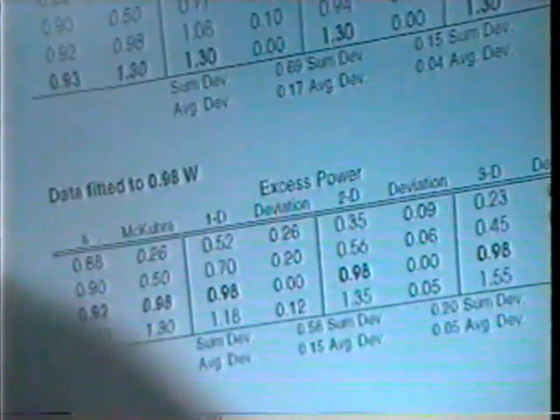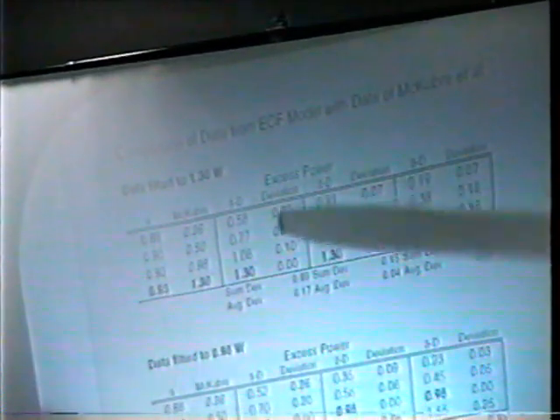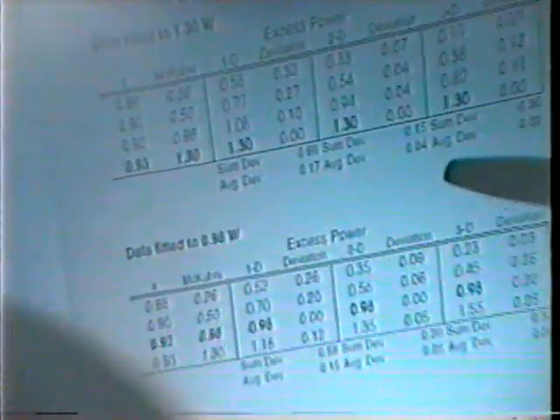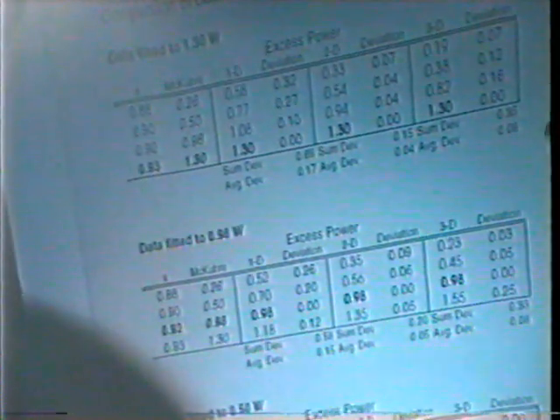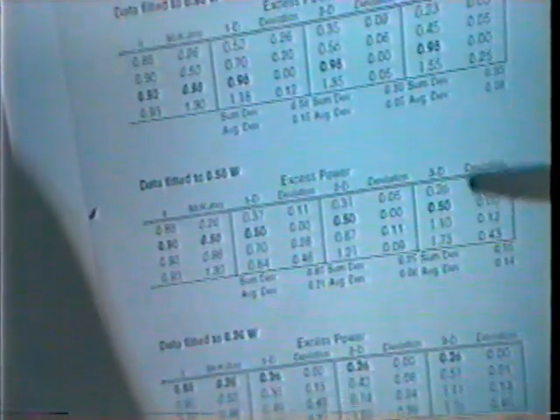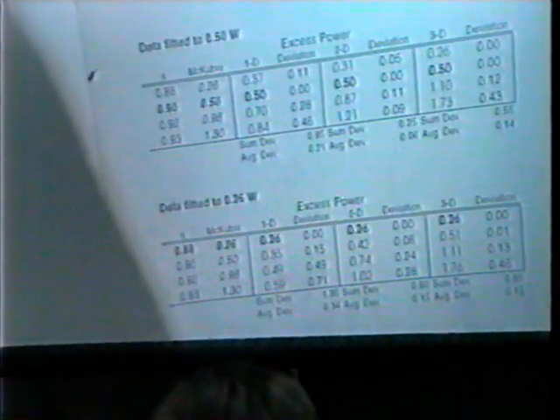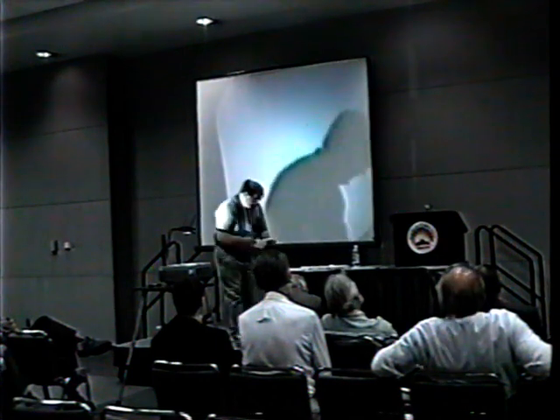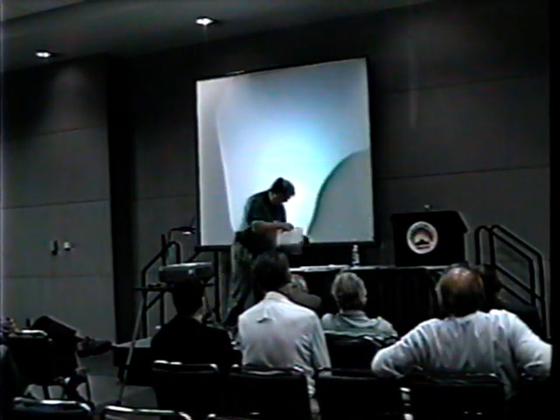But now look at the data, and you can see here we're fitting to his 1.30 watt excess power point, and that's why these all agree across the board here. The one-dimensional gives an average deviation of 0.17 for that, the two-dimensional 0.04, the three-dimensional 0.09. Down here, the one-dimensional is 0.15, for the 2D it's 0.05, for the 3D it's 0.08. And if you continue this, you'll see that the one-dimensional always does much worse than the other two. And the other two really compete fairly well with each other.